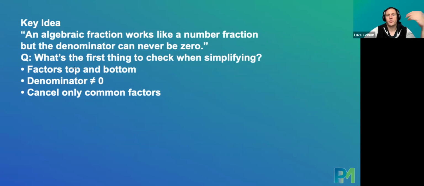So as I said, an algebraic fraction works exactly like a number fraction, but the denominator can never be 0. So basically what we're going to try and do when we look to simplify algebraic fractions is we're going to have to do this factorization step on the top and bottom. Yesterday we were doing factorization when we were solving polynomials. Today we're going to use factorization when we're simplifying algebraic fractions. And obviously, the denominator can never be equal to 0, and then we're only going to cancel the common factors. So we're going to cancel stuff that's on the top and on the bottom.